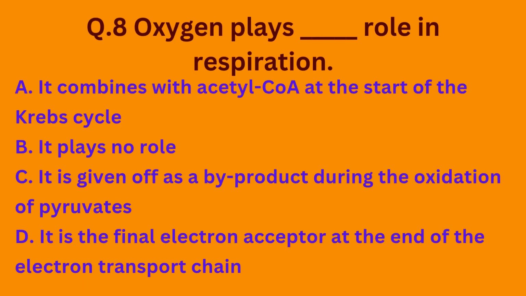Coming to next question, question number 8. Oxygen plays dash role in respiration. Option A, it combines with acetyl CoA at the start of the Krebs cycle. Option B, it plays no role. Option C, it is given off as a byproduct during the oxidation of pyruvates. And option D, it is the final electron acceptor at the end of the electron transport chain. So the correct option is option D. It is basically the final electron acceptor at the end of the electron transport chain.